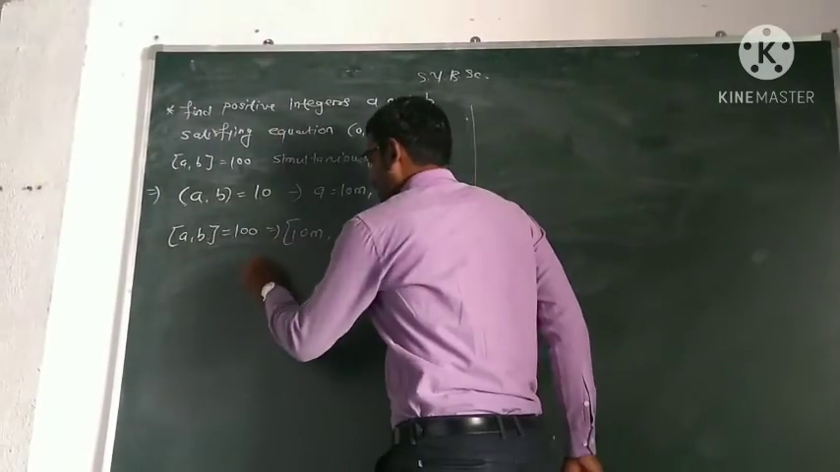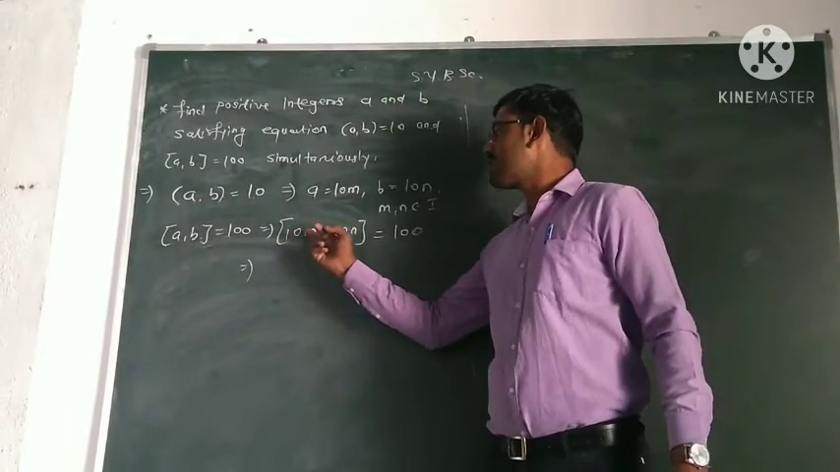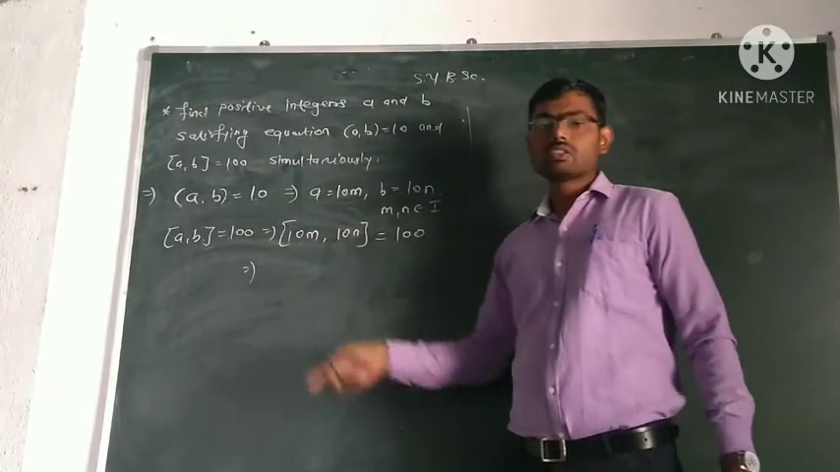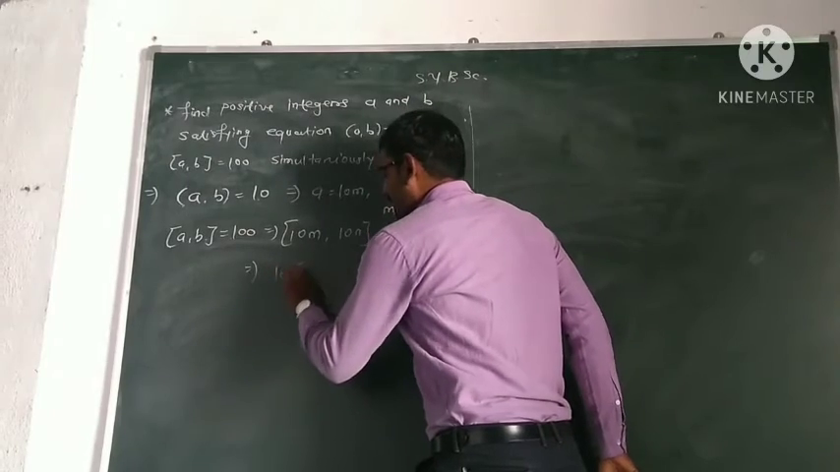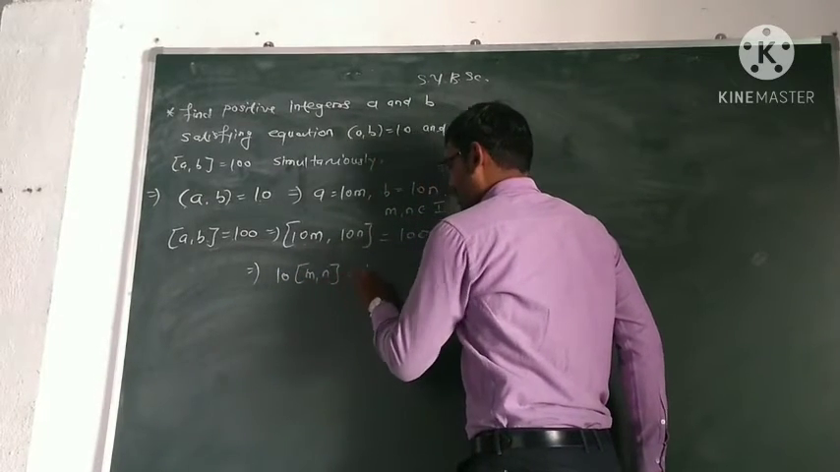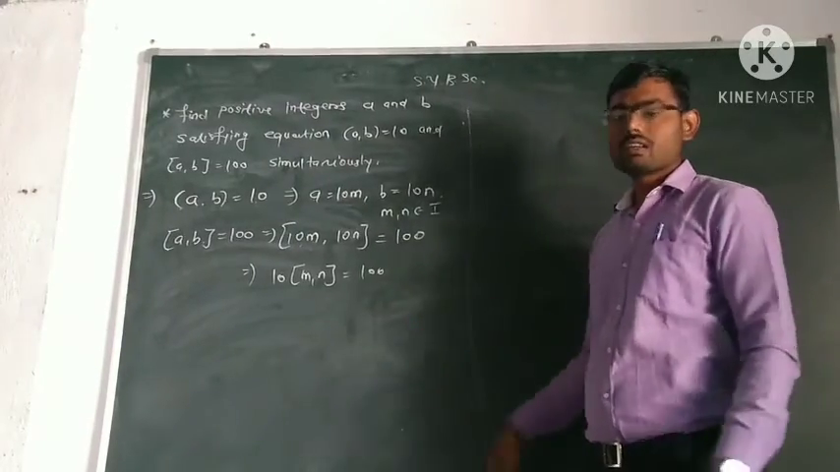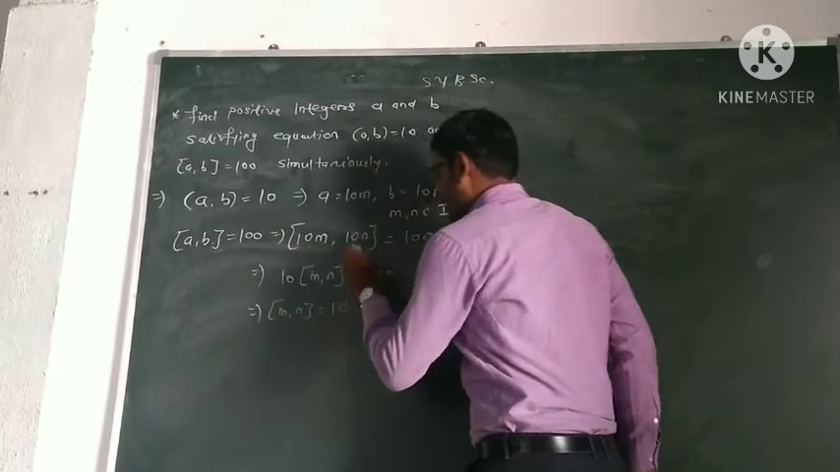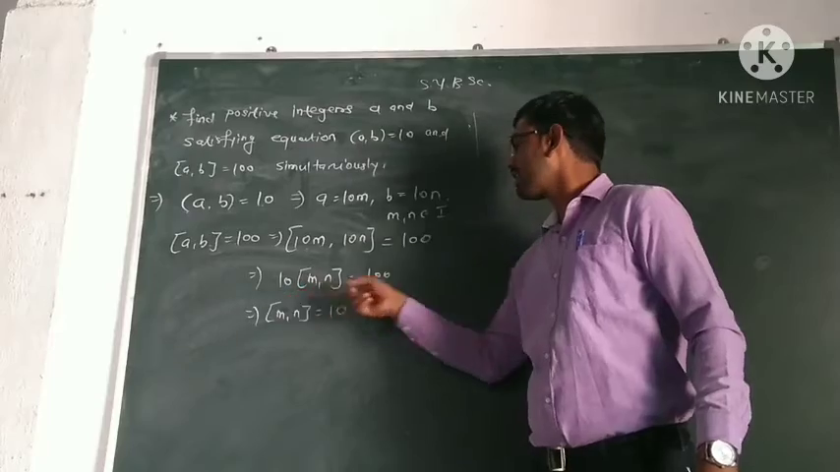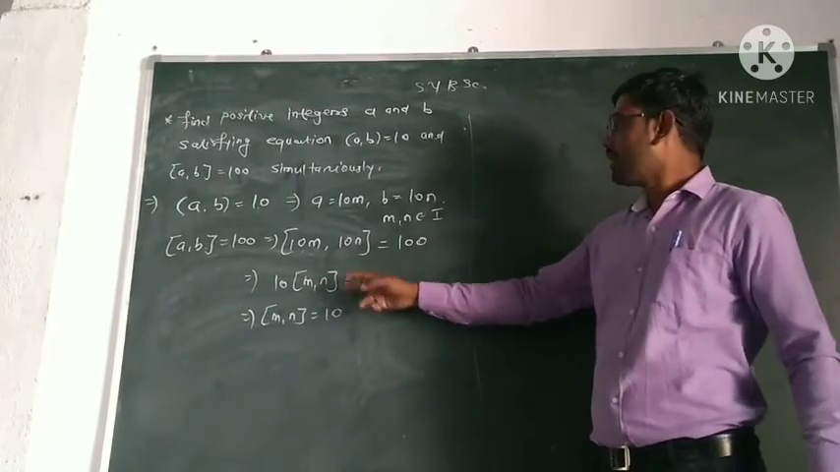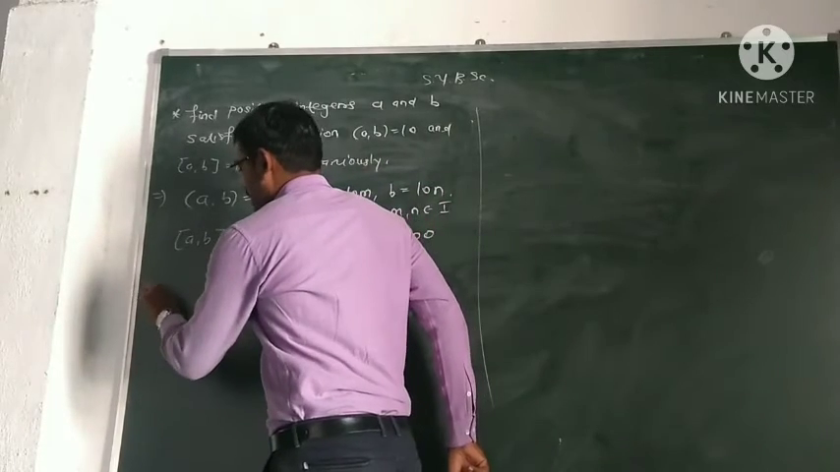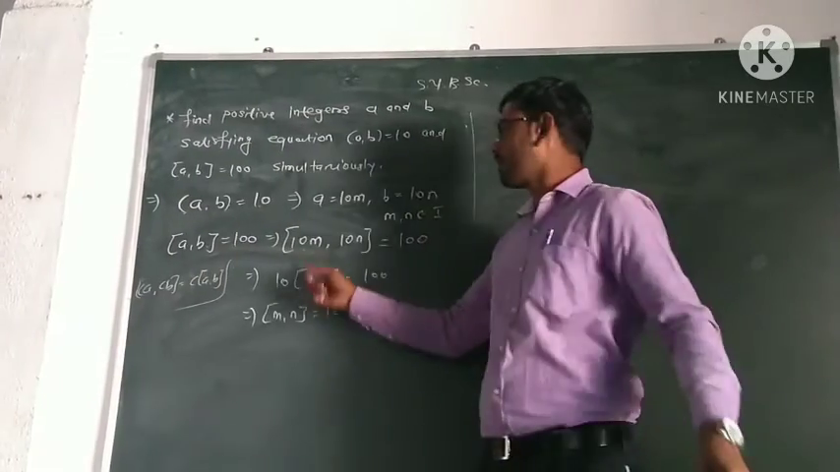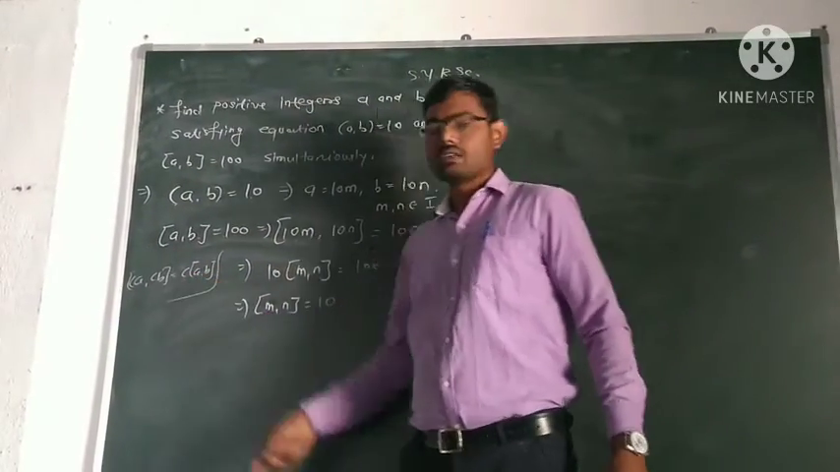Now we use the same property: the LCM of CA and CB is equal to C times LCM of A and B. That is, we can take the constant outside the LCM. So this is equal to 10 times LCM of M and N, which is equal to 100. Divide both sides by 10. We get LCM of M and N is equal to 10, since 100 by 10 is 10. Here we used the property LCM of CA and CB is equal to C into LCM of AB. We have taken C outside.